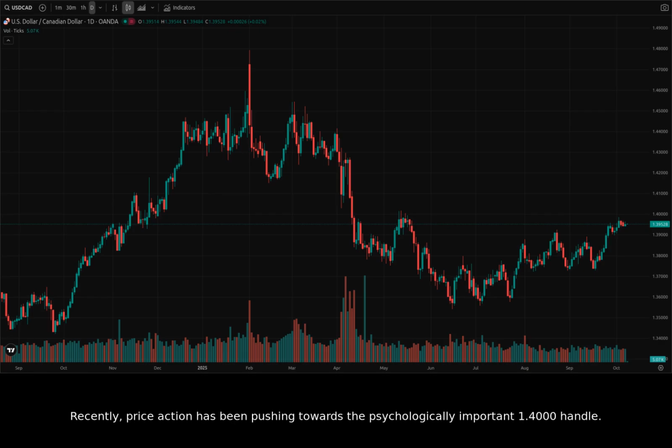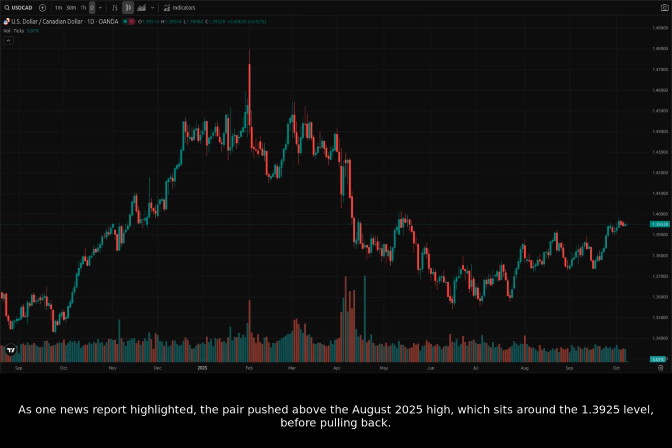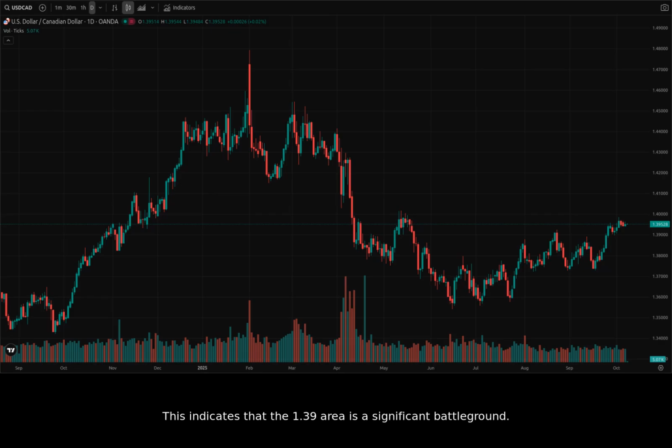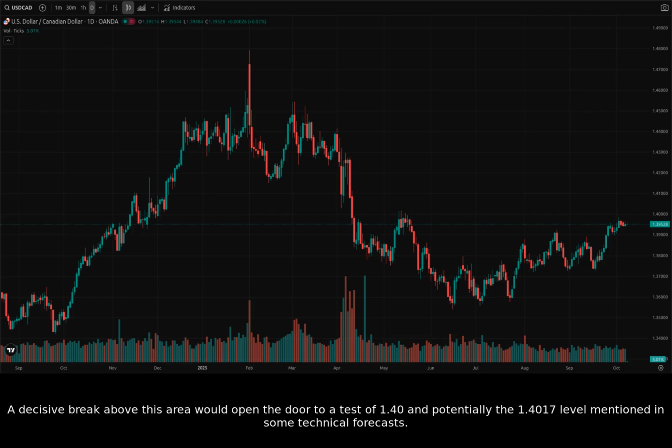Recently, price action has been pushing towards the psychologically important 1.4000 handle. As one news report highlighted, the pair pushed above the August 2025 high, which sits around the 1.3925 level, before pulling back. This indicates that the 1.39 area is a significant battleground. Our primary resistance zone right now is the recent highs between 1.3950 and 1.3970. A decisive break above this area would open the door to a test of 1.40 and potentially the 1.4017 level mentioned in some technical forecasts.